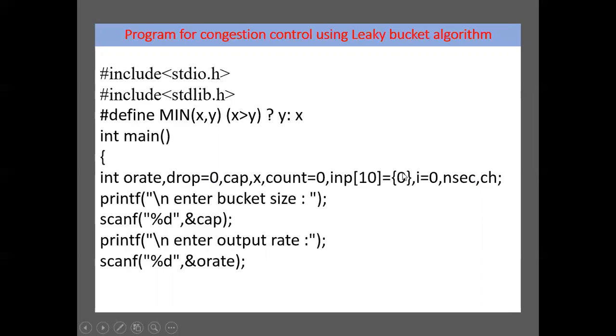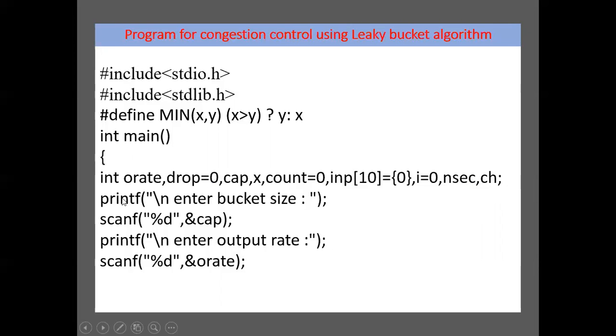For all the 10 inputs, we are initializing with 0. I equal to 0 and n second. Later we'll use it for each second, how many packets it's sending. In order to store that, we are using the variable named n second, and ch. Later this variable we'll use to store the value 1 or 0, whether to continue the process or to stop the process. In order to indicate that, we'll enter either 1 or 0, and we are using ch to store it.